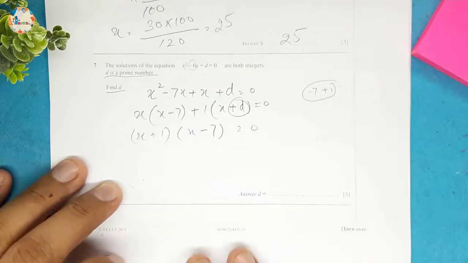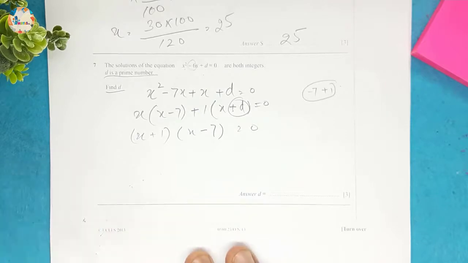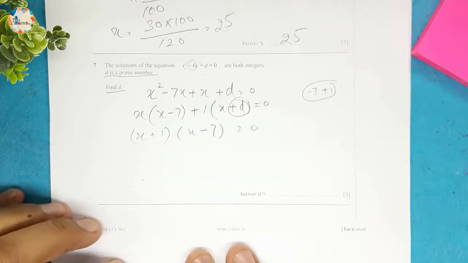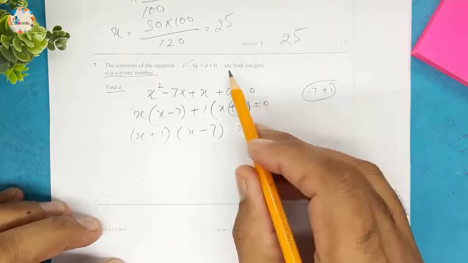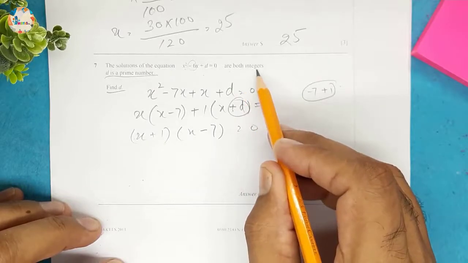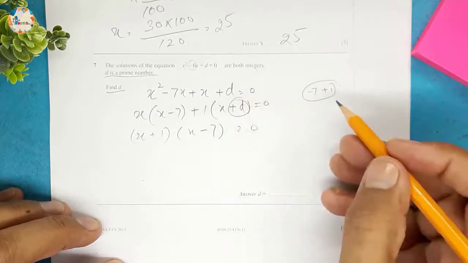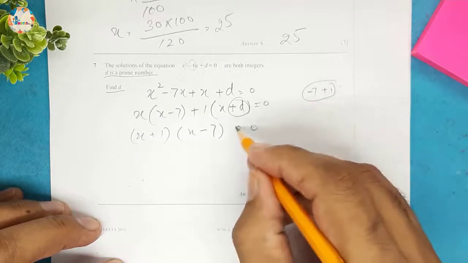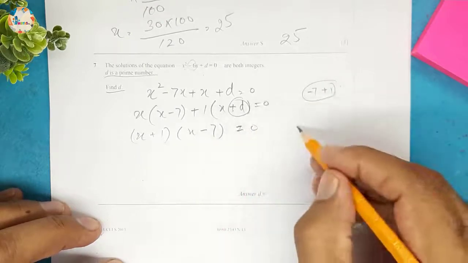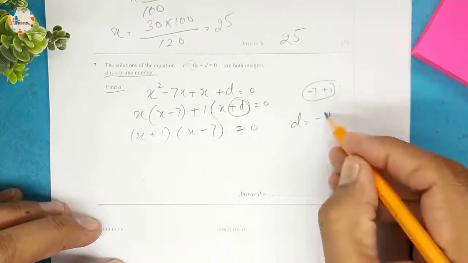minus 7, or we can take basically 5 and 1 also we can take. They're saying both integers. D is a prime number, so minus 7 can be the answer. So we can take d is equal to minus 7.